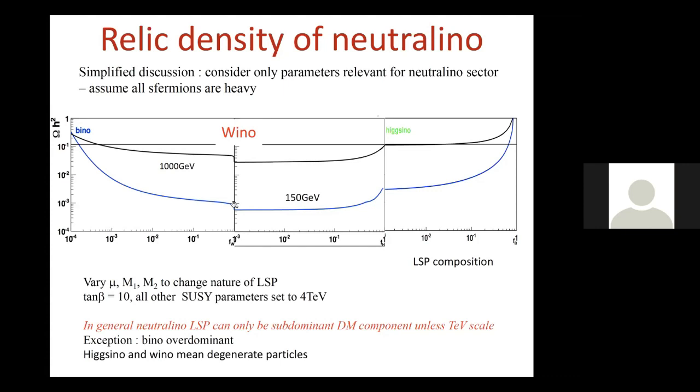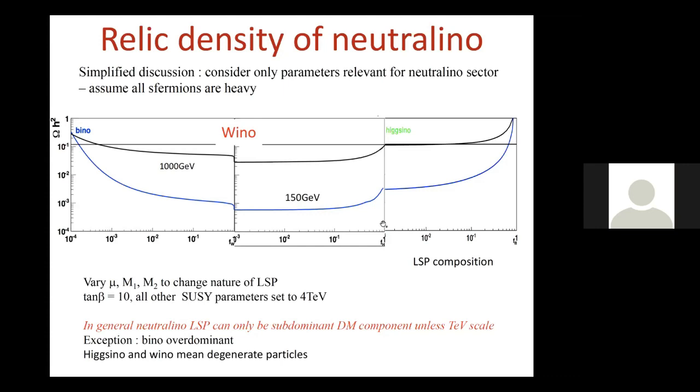Here, I vary the value of M1, M2 and mu, so that the pure Bino has changed into a pure Wino with the Higgsino component being negligible. Same here in this section, I change a pure Bino into a pure Higgsino by tuning in the Higgsino component, and back into the Wino.